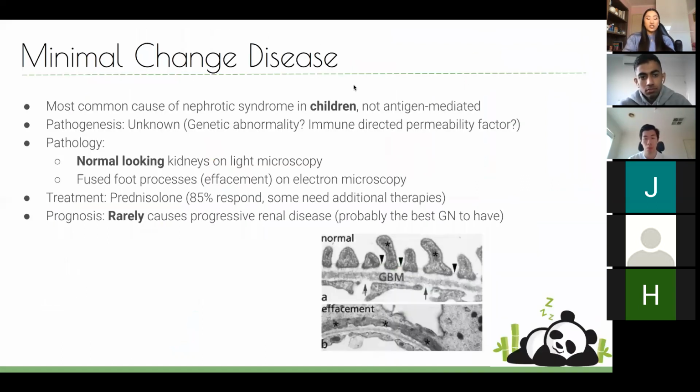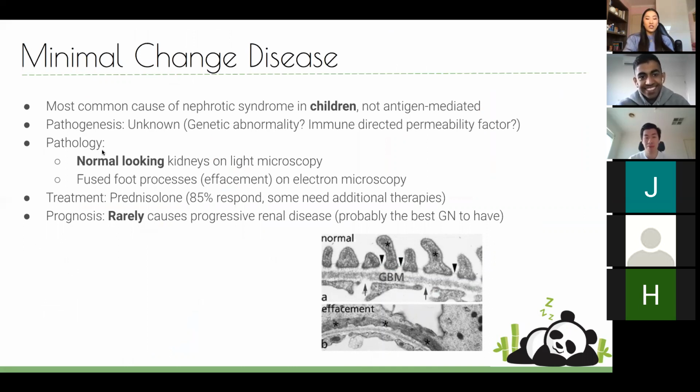So minimal change disease, the big buzzwords I have put in bold, so it's nice and easy. Minimal change disease is the most common cause of nephrotic syndrome in children. If you see nephrotic syndrome in children, it's probably minimal change. The pathogenesis is unknown, which is good because you don't have to learn it.